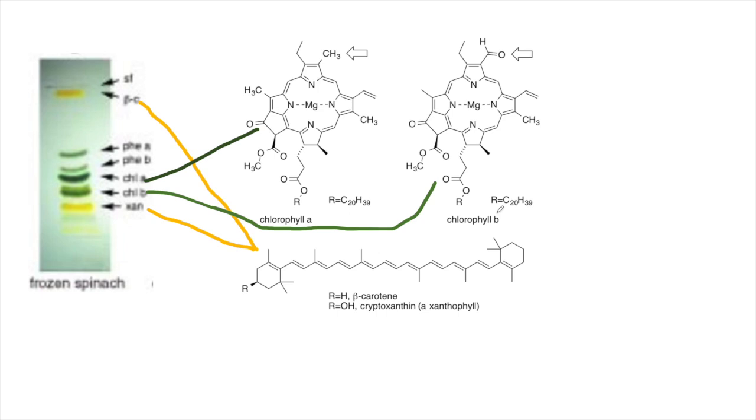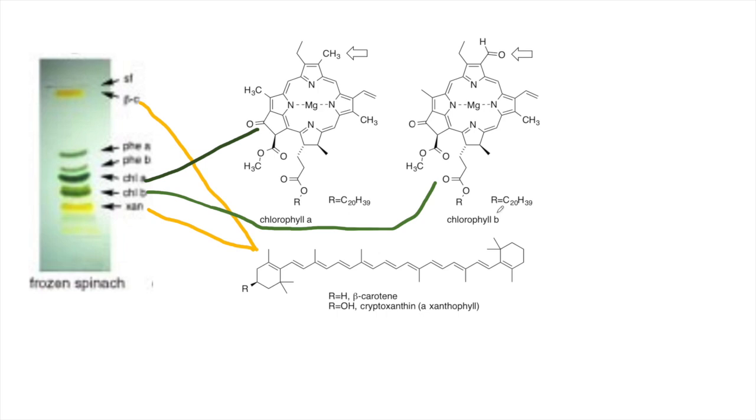One thing is we can see two orange spots. One orange spot at the very top of the plate and one orange spot near the bottom. The orange spot near the top is beta-carotene, which is shown at the bottom where R equals H. But if that R is an OH, if it's a hydroxyl group, then we have xanthophyll. And xanthophyll is quite a bit more polar because it has that OH.